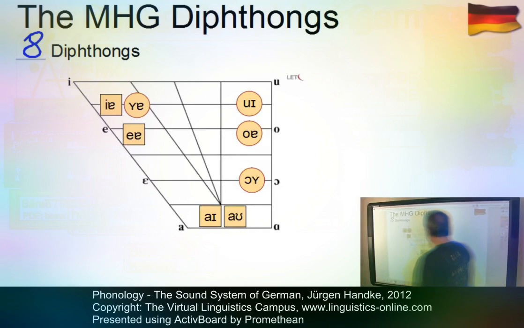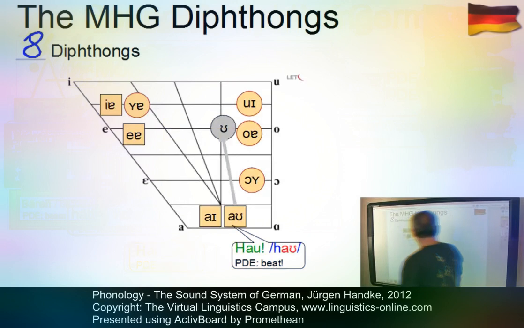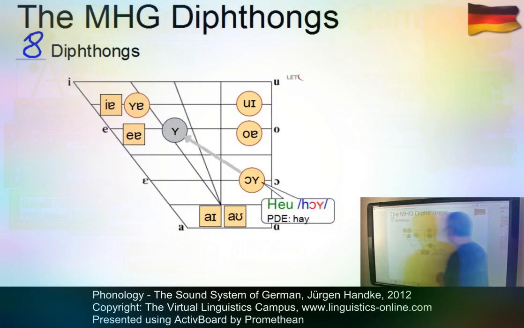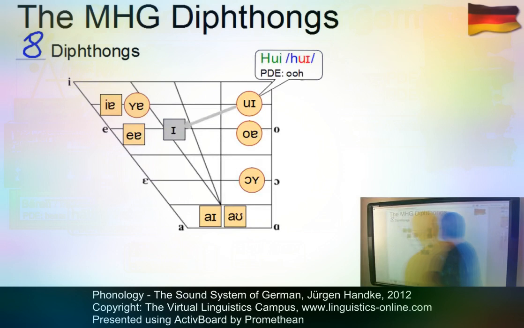Let's now look at the upgliding ones. There is ai as in high, au, back upgliding as in how, and then oi as in hoi, where the offset is rounded but could also be treated as unrounded, so there's a lot of variation involved. And last but not least, we have ui as in hui or fui.